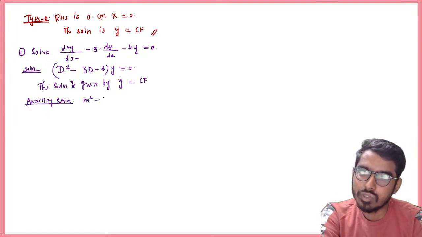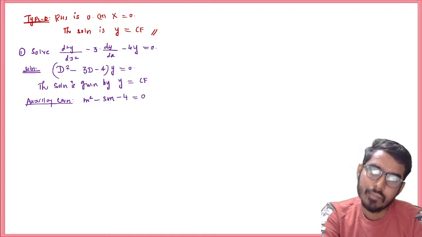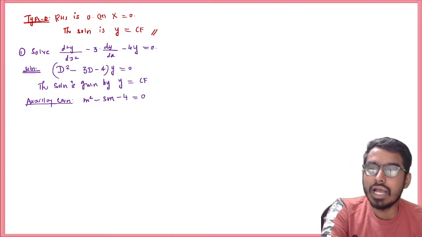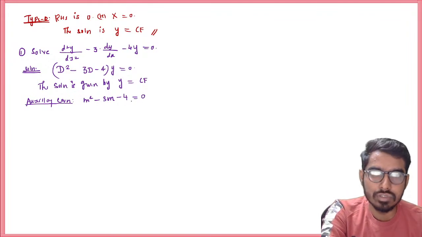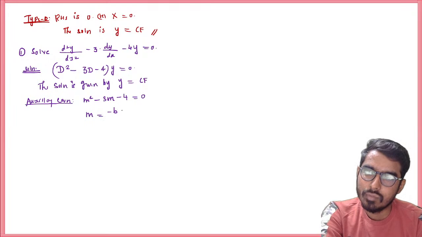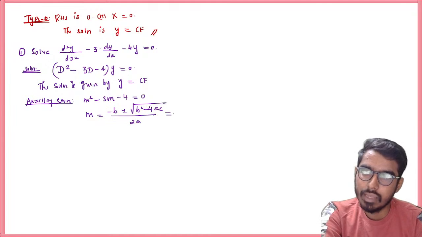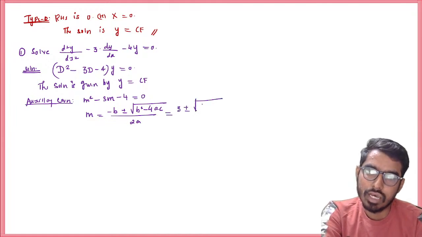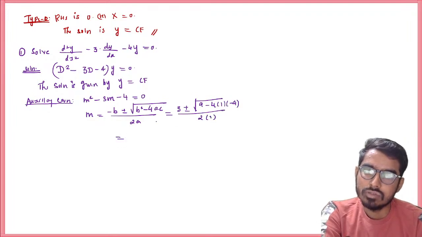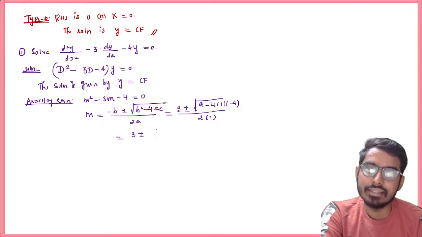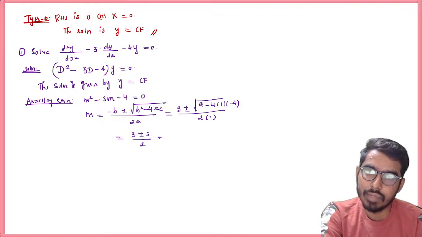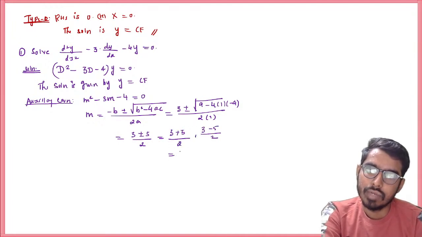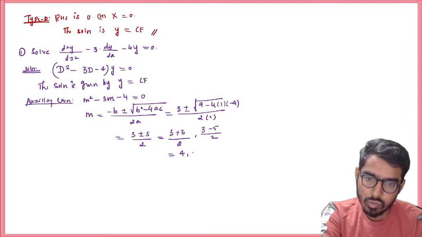So we have the auxiliary equation: you just replace d by m. So you will have m square minus 3m minus 4 is equal to 0. Solve this equation. So m is equal to minus b plus or minus root of b square minus 4ac by 2a. So it is 3 plus or minus root of 9 plus 16, which is 25. Root 25 is 5, divided by 2. So 3 plus 5 by 2, 3 minus 5 by 2. We will have 8 by 2 is 4, and minus 2 by 2 is minus 1.